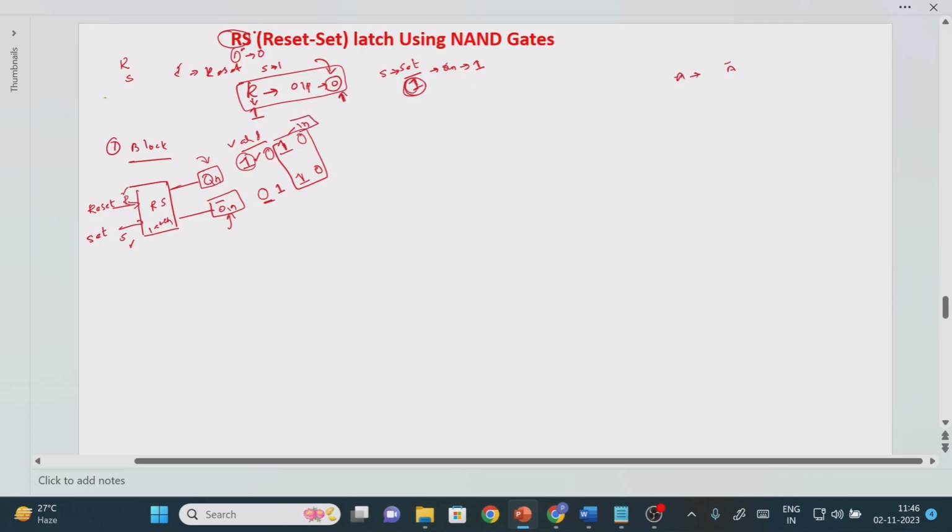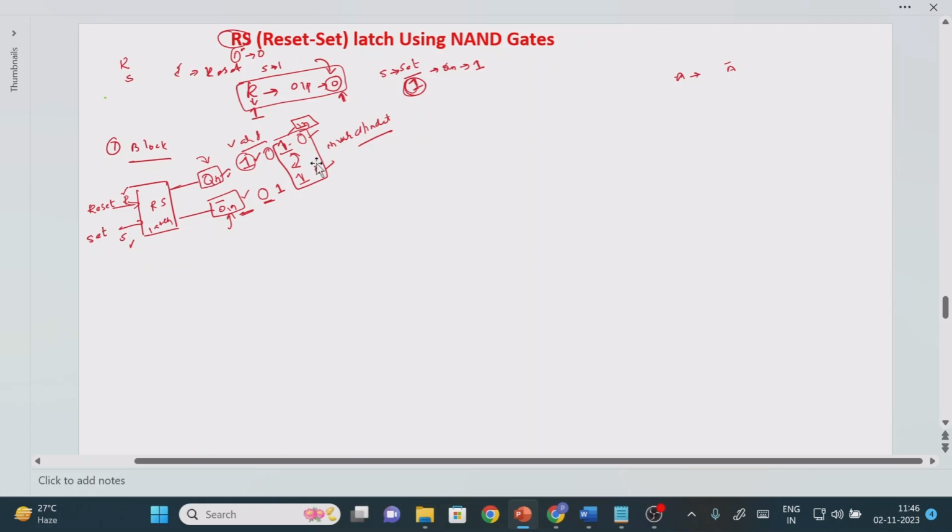Why is it called an invalid condition? Because Qn should always be complemented to Qn bar. If both outputs are the same value, either 0 0 or 1 1, these are called invalid conditions or indeterminate conditions. Remember that. We have two outputs, one is the normal output, another one is the complemented output. They always complement one another, then only it is called a valid statement. If both are producing the same outputs, then it is called an invalid output. This point you have to remember.